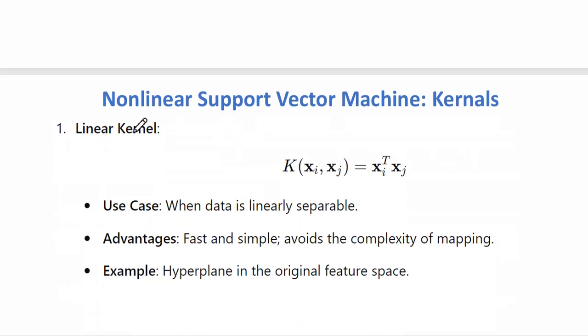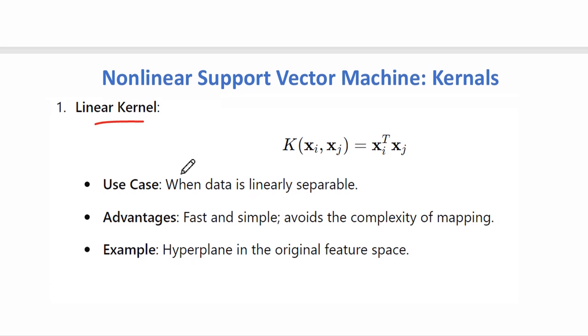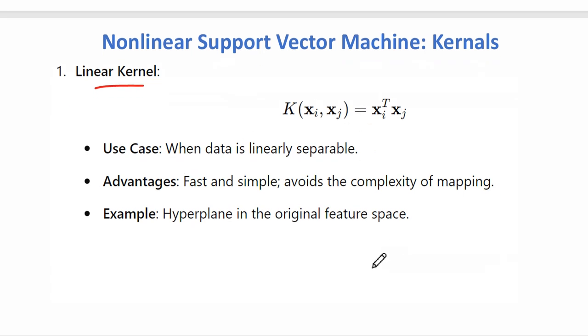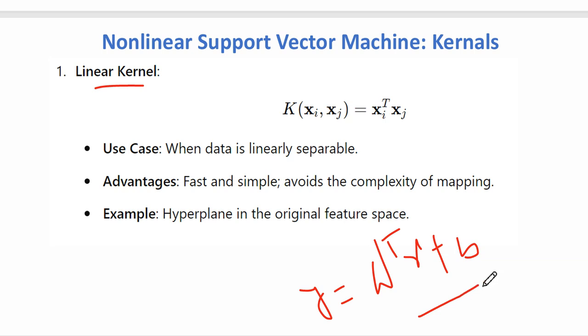The first one is called the linear kernel. As you know, the hyperplane function is w transpose x plus b. This may be a hyperplane or some straight line equation. The same one I am applying here, so that means w transpose x becomes xi transpose xj. This is the linear kernel equation.